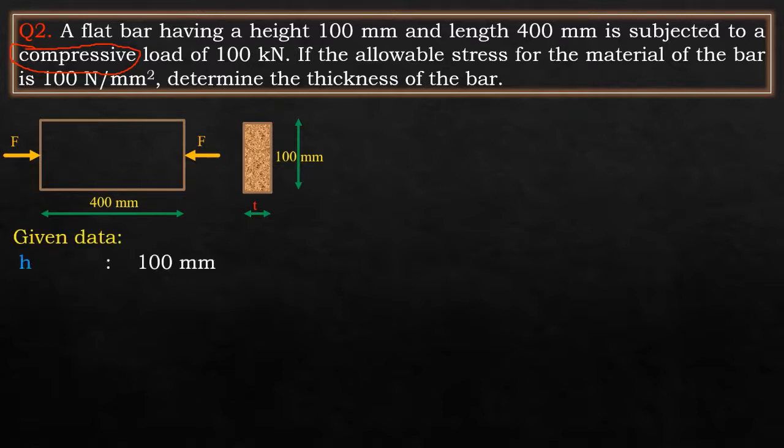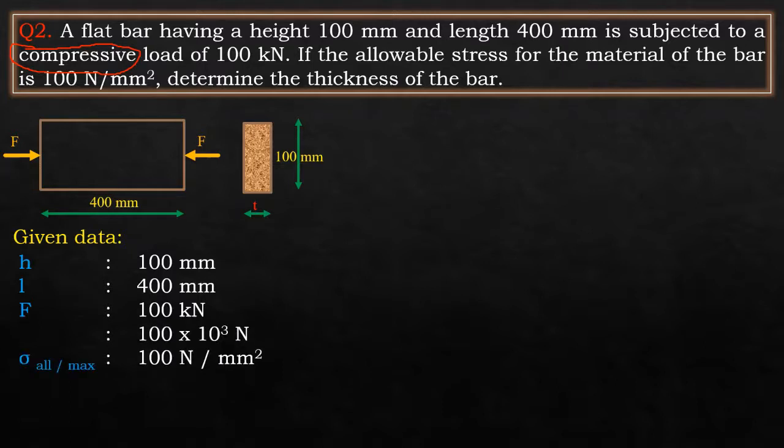So the given data is H is equal to 100 mm, height, length of the bar is 400 mm, load is 100 kilonewtons which is compressive, and directly he has given the allowable stress in this numerical as 100 Newton per mm square. Sometimes the allowable stress is also called the maximum stress the structure can withstand, 100 Newton per mm square. We need to find thickness T of this bar.